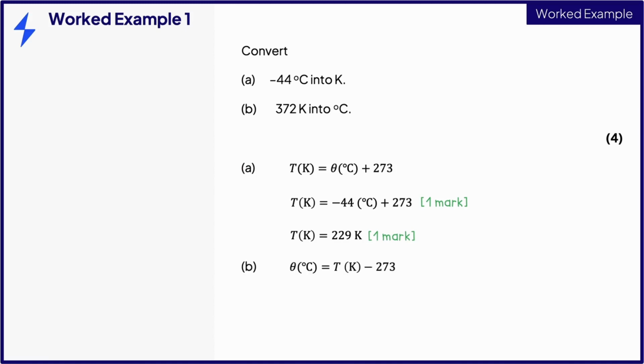For B, consider the equation for converting from Kelvin to degrees C. This time, we must take away 273 from 372 for the third mark. This gives us 98 degrees C for the final mark.